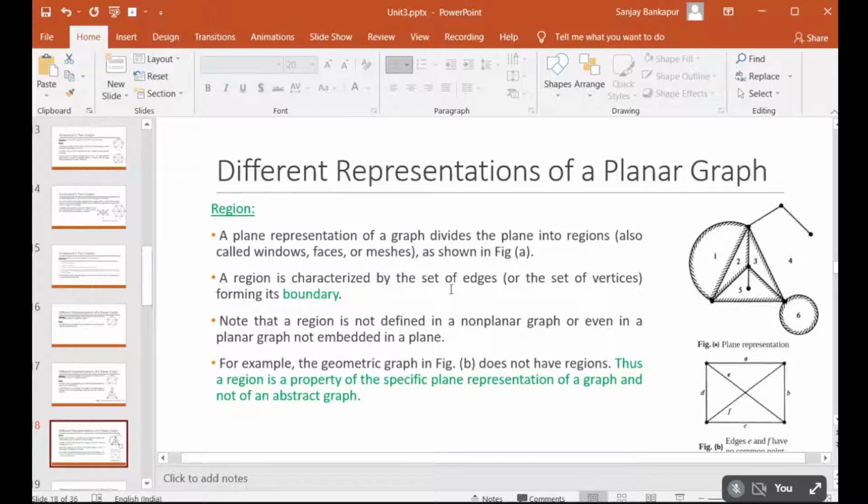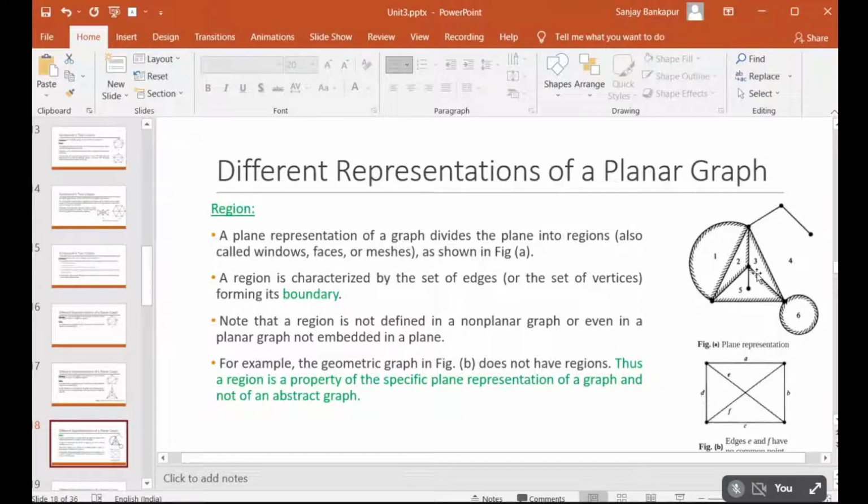A plane representation of a graph divides the plane into regions, also called windows, faces, or meshes. We'll stick to regions. On a few occasions, I will explicitly say face, but I won't make use of windows or meshes going forward. Region, to be precise, sometimes face. So I have shown a figure here.